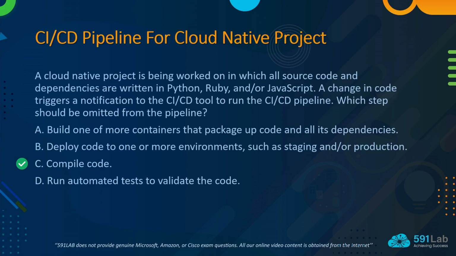Let's go back to the question. Because we have the background that this source code is written in Python, Ruby, and/or JavaScript, all these languages are interpreted languages, so option C, compile code, is unnecessary. So the correct answer is C.